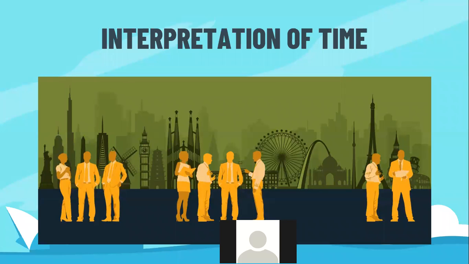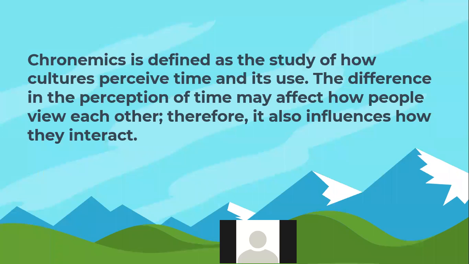Next is we have interpretation of time. Chronemics is defined as the study of how cultures perceive time and its use. The difference in the perception of time may affect how people view each other. Therefore, it also influences how they interact. So every culture has a different interpretation of time.